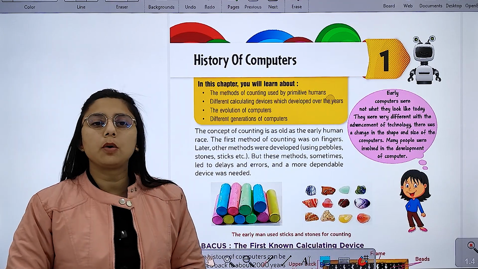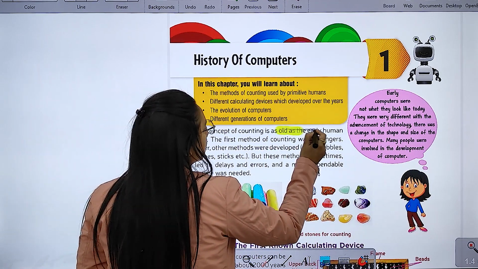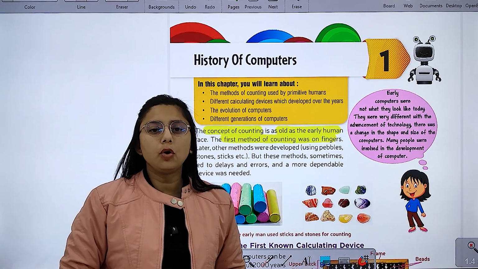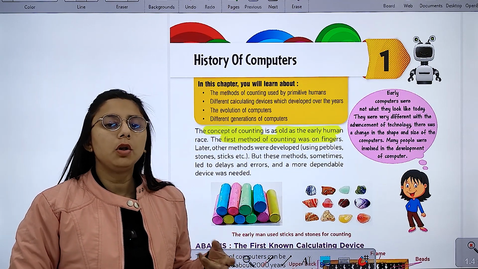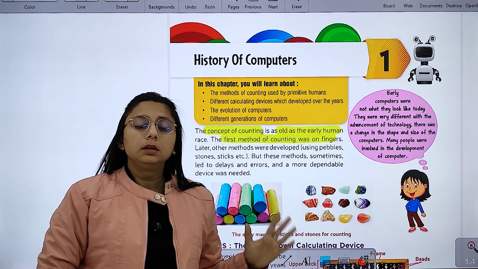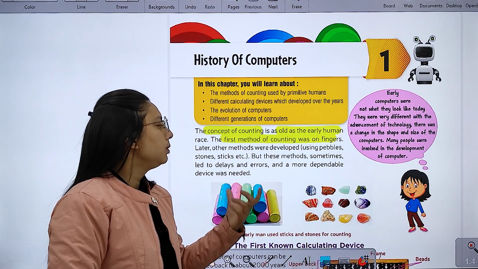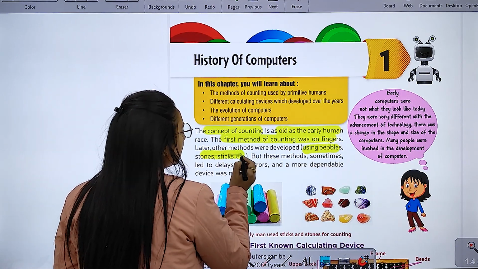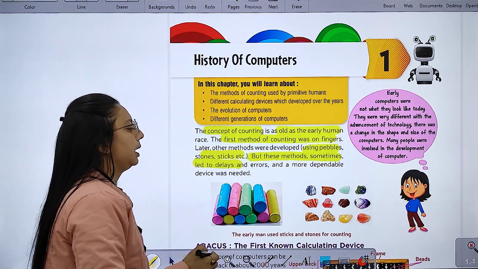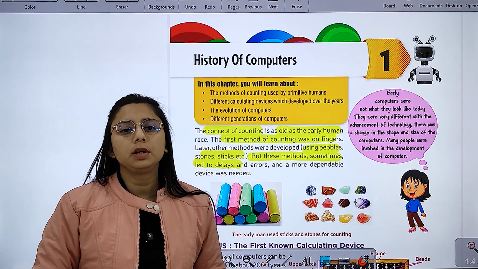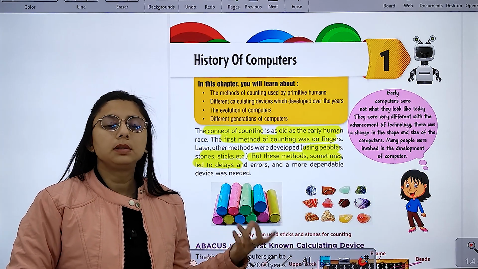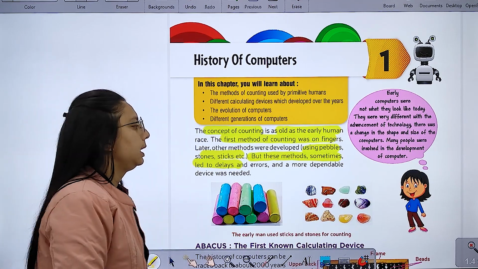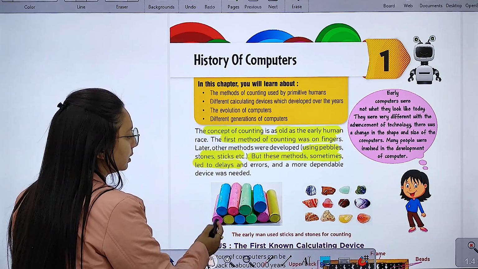The concept of counting is as old as the early human race, right? The first method of counting was on fingers. Sometimes we still use it. In the olden times, the first method was counting on fingers. Later on other methods developed: we used pebbles, stones and sticks. But these methods sometimes led to delays and errors. We were more dependent on devices, because stones and pebbles are needed, and sticks we also have to find. So it was a very delayed method and there were many errors.